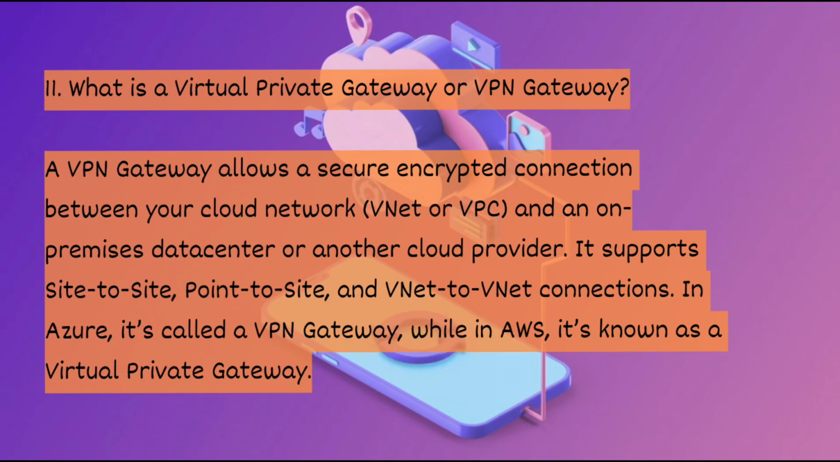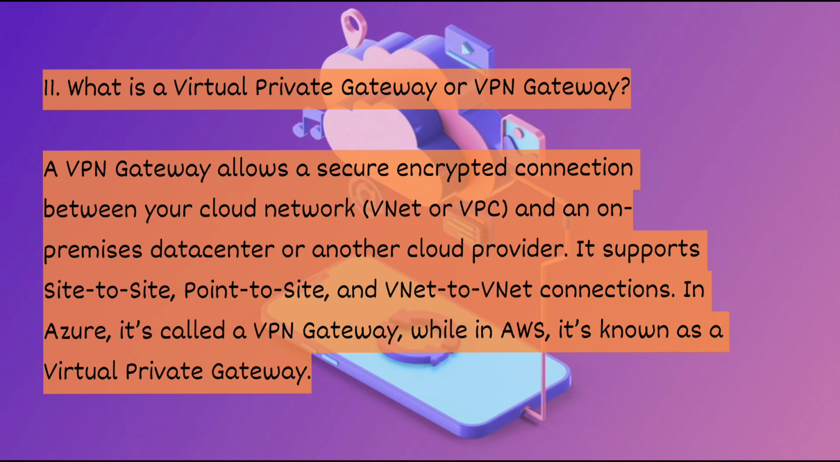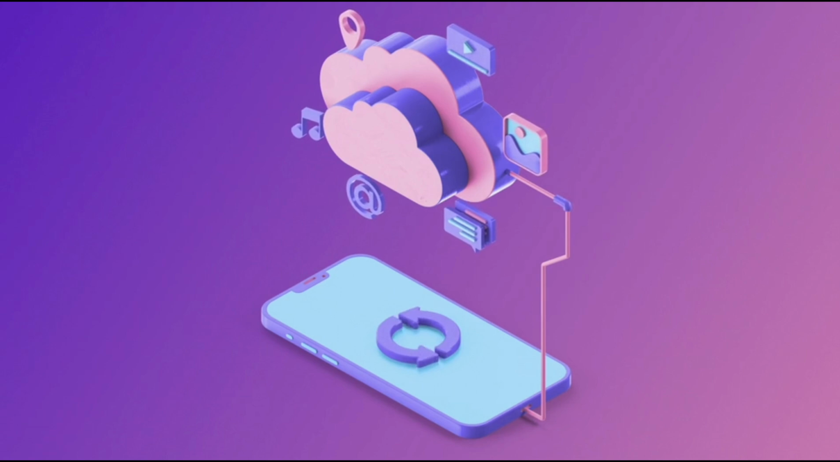11. What is a virtual private gateway or VPN gateway? A VPN gateway allows a secure encrypted connection between your cloud network, VNet or VPC, and an on-premises data center or another cloud provider. It supports site-to-site, point-to-site, and VNet to VNet connections. In Azure, it's called a VPN gateway, while in AWS, it's known as a virtual private gateway.